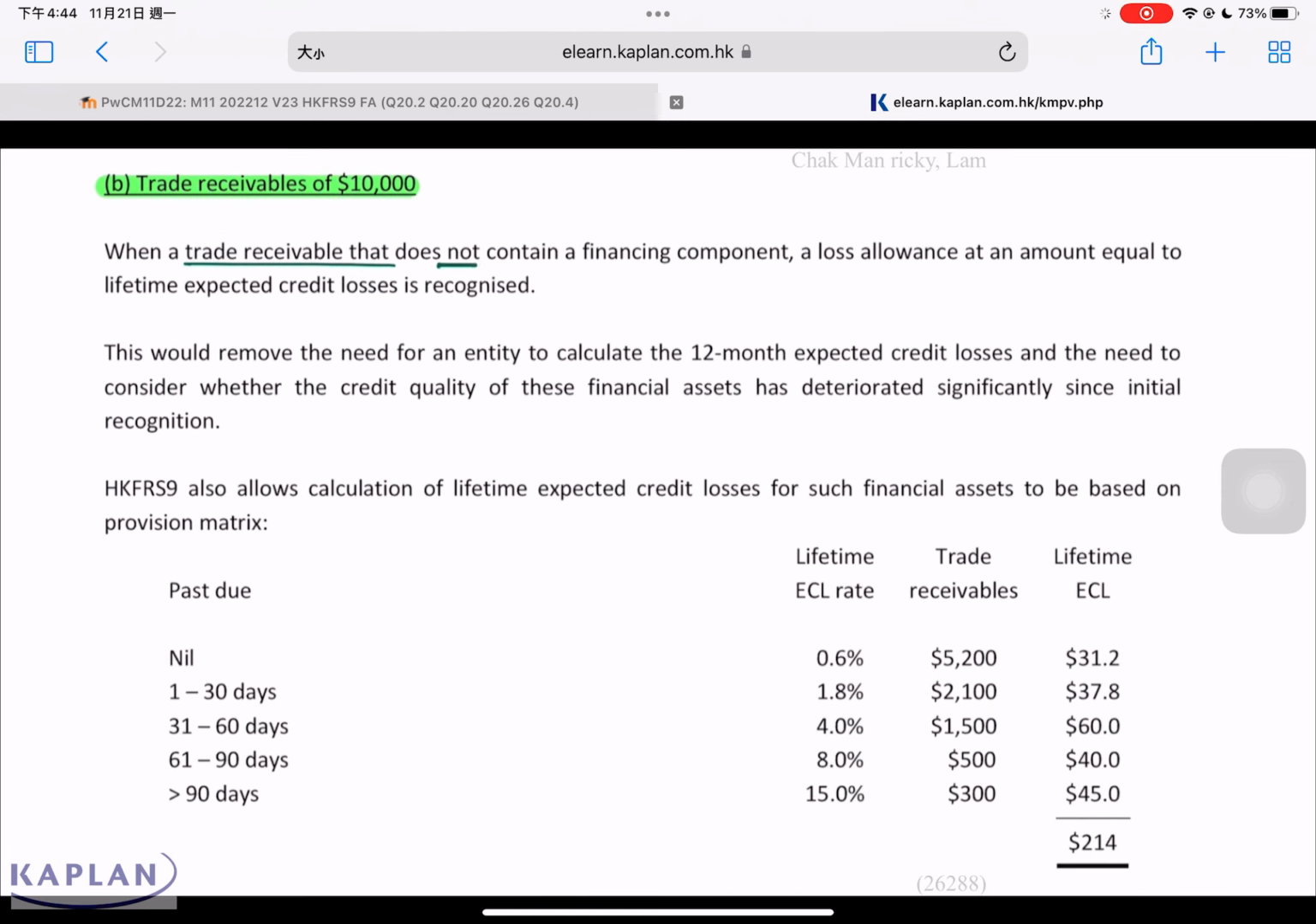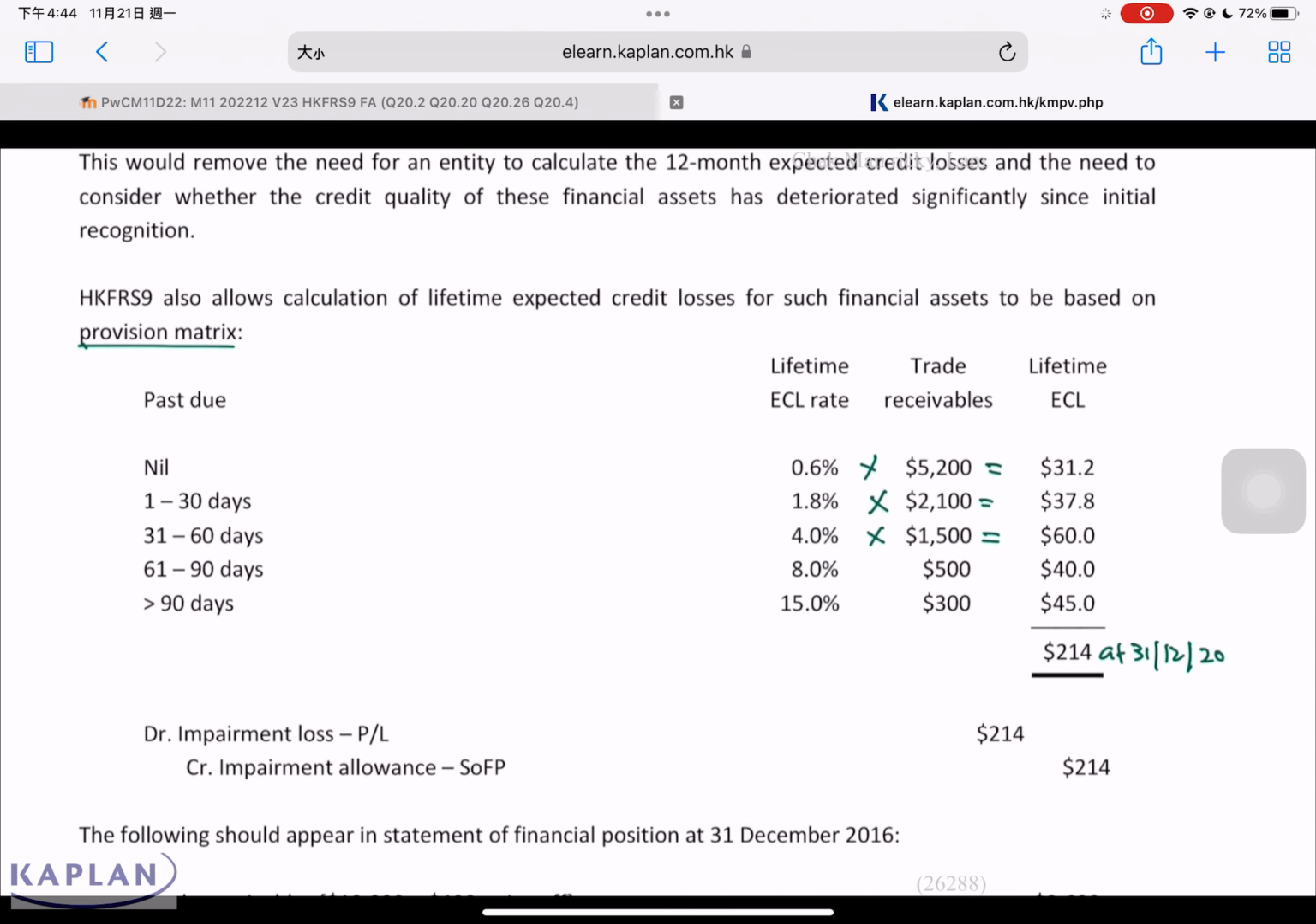For trade receivables that do not contain a financing component, the impairment allowance should be based on the lifetime expected credit losses, the simplified impairment model. In other words, we do not need to monitor whether the risk is low risk, high risk, or has increased significantly. Most companies will apply the provision matrix to account for the impairment allowance for trade receivables. This is what we have, equal to 214. 214 is the balance at the year end, 31st December 2016.